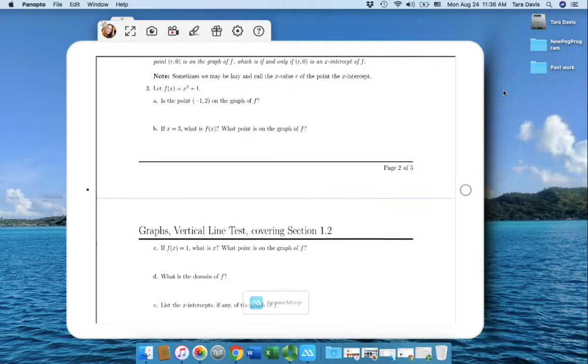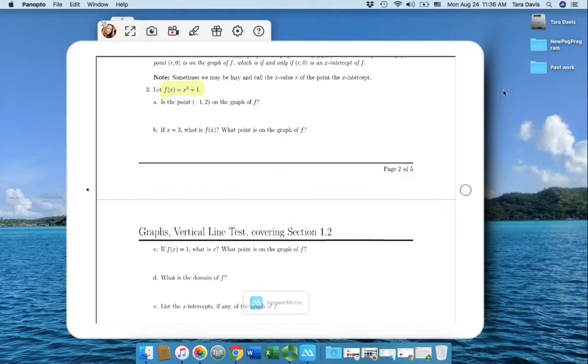So for the entire problem number 3, we're dealing with the function f of x equals x cubed plus 1. Okay, so we're going to remember this equation. And then part A, it asks us, is the point negative 1, 2 on the graph of f? So this is asking, when x equals negative 1, does y equal 2? So I'm just going to plug negative 1 in and see if I get 2 out or not.